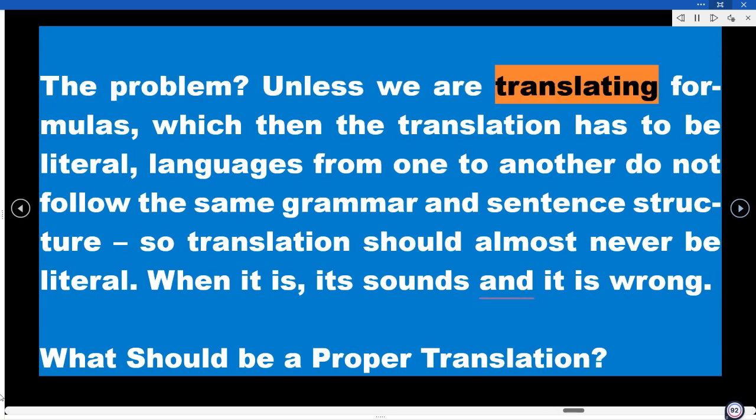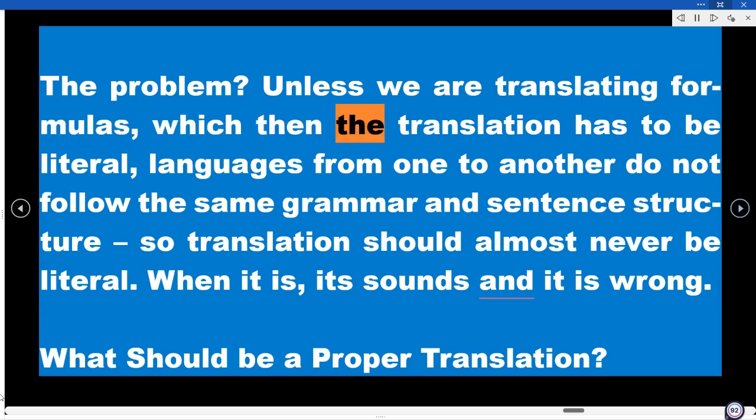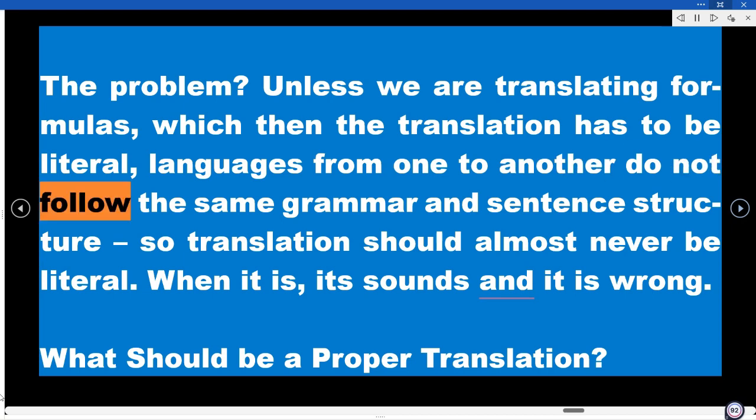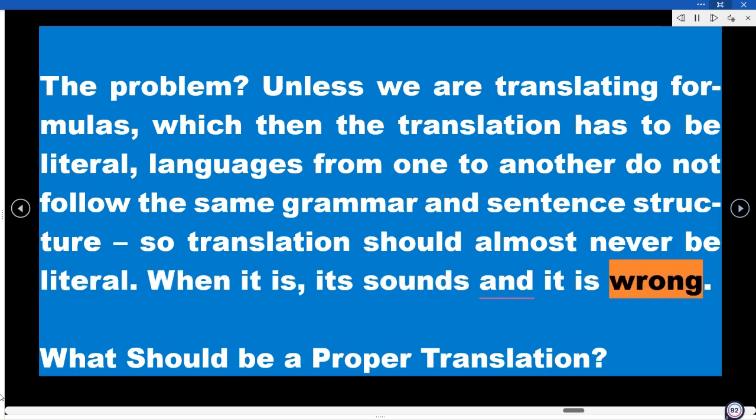Unless we are translating formulas, in which case the translation has to be literal, languages from one to another do not follow the same grammar and sentence structure, so translation should almost never be literal. When it is, it sounds wrong, and it is wrong.